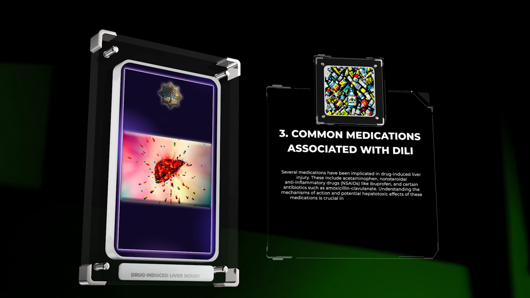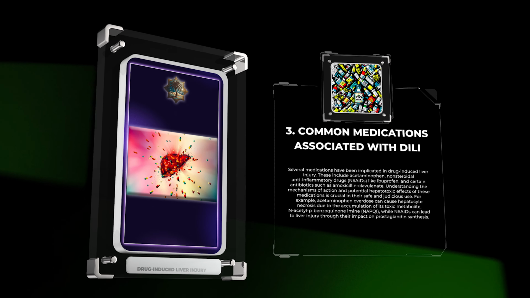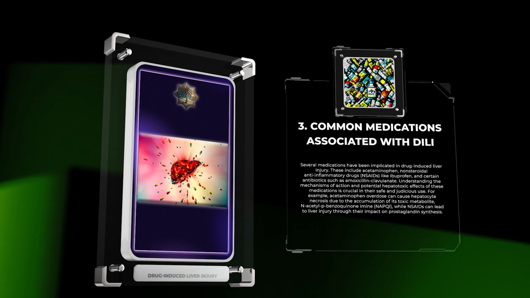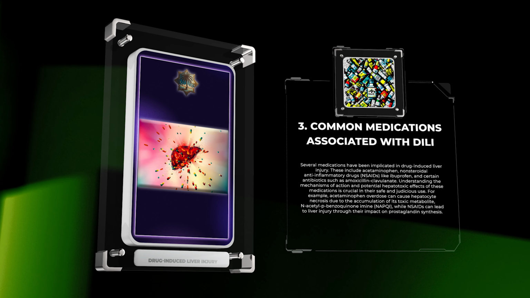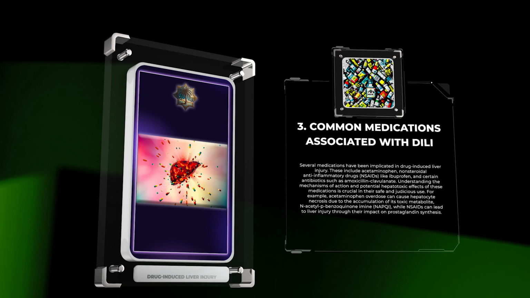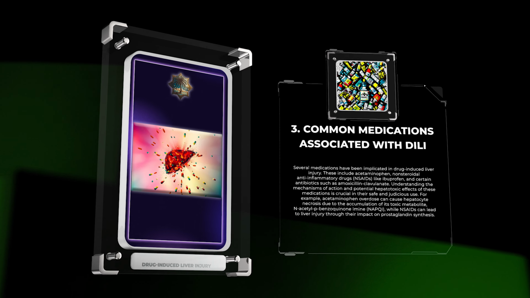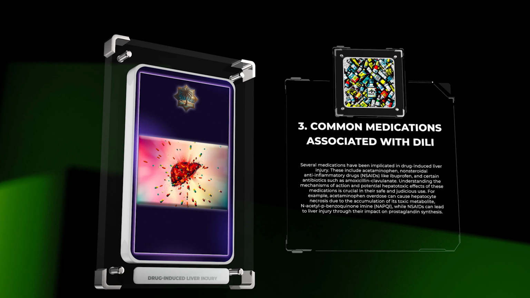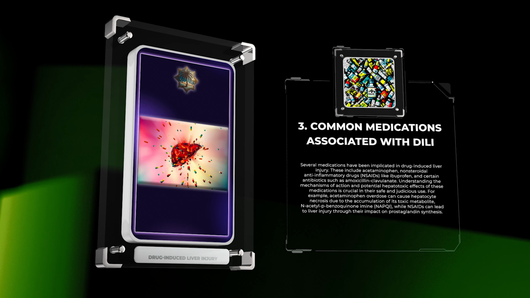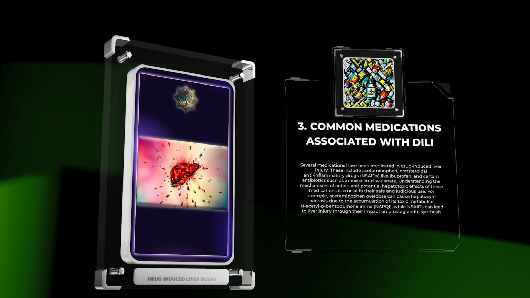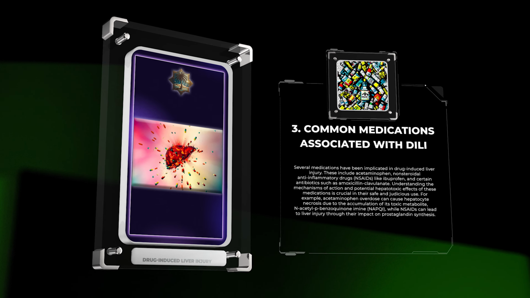Several medications have been implicated in drug-induced liver injury. These include acetaminophen, nonsteroidal anti-inflammatory drugs, NSAIDs, like ibuprofen, and certain antibiotics such as amoxicillin clavulanate. Understanding the mechanisms of action and potential hepatotoxic effects of these medications is crucial in their safe and judicious use. For example, acetaminophen overdose can cause hepatocyte necrosis due to the accumulation of its toxic metabolite, N-acetyl-p-benzoquinone imine, NAPQI, while NSAIDs can lead to liver injury through their impact on prostaglandin synthesis.